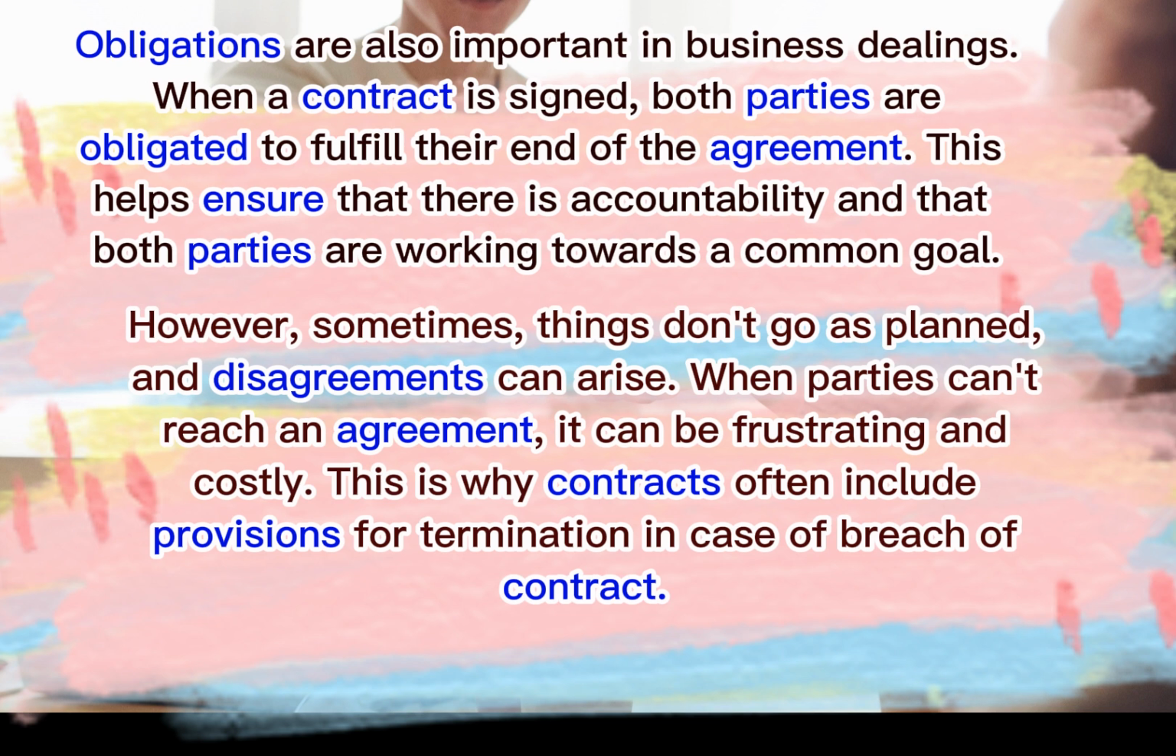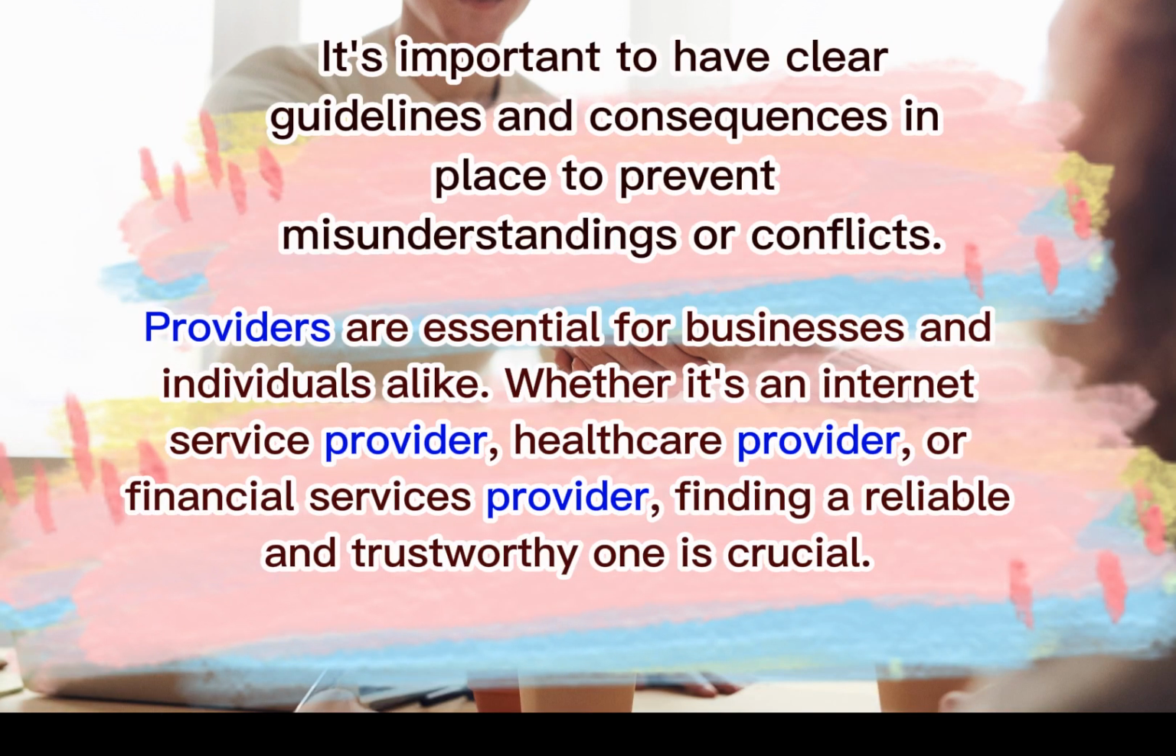However, sometimes things don't go as planned, and disagreements can arise. When parties can't reach an agreement, it can be frustrating and costly. This is why contracts often include provisions for termination in case of breach of contract. It's important to have clear guidelines and consequences in place to prevent misunderstandings or conflicts.